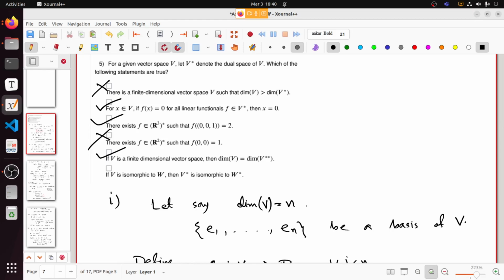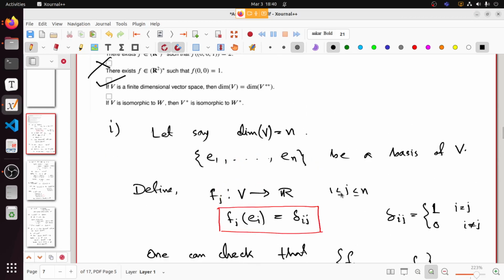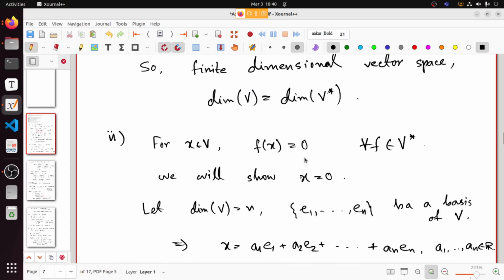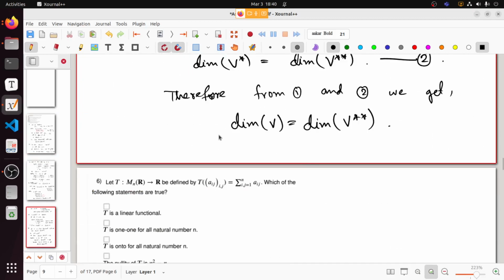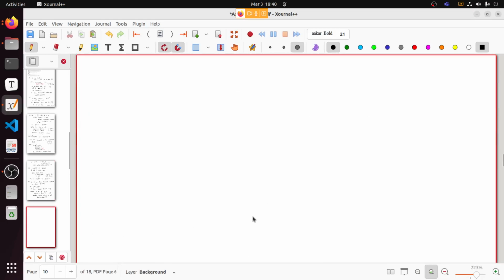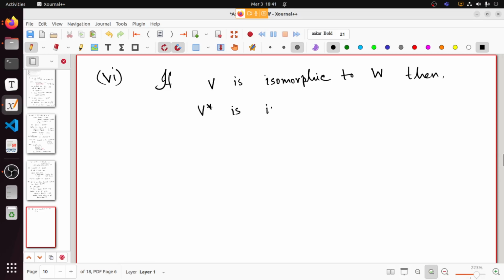Okay, now came to option number 6. It's saying that if B is isomorphic to W, then B star is isomorphic to W star, right? What is the meaning of B isomorphic to W? It means there is an invertible linear map from B to W. Then you have to prove that there will be an invertible linear map which will take B star to W star.